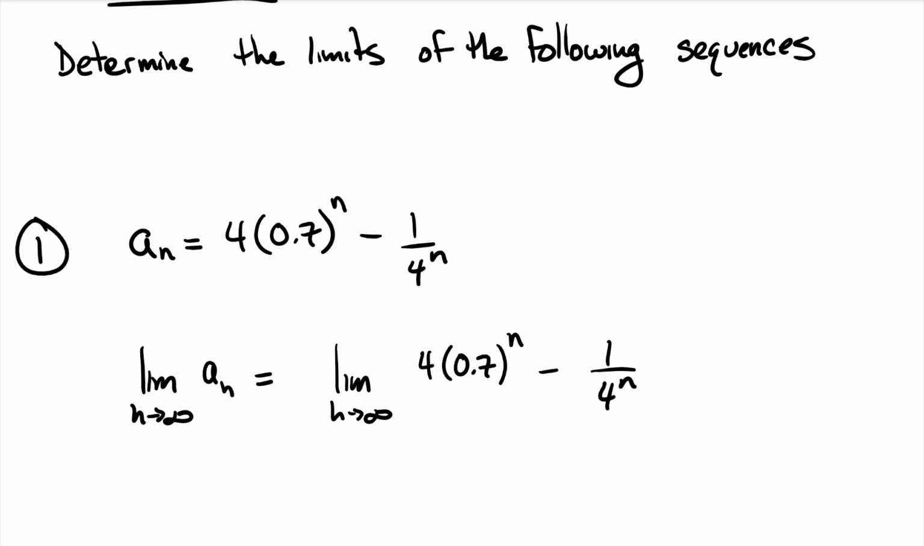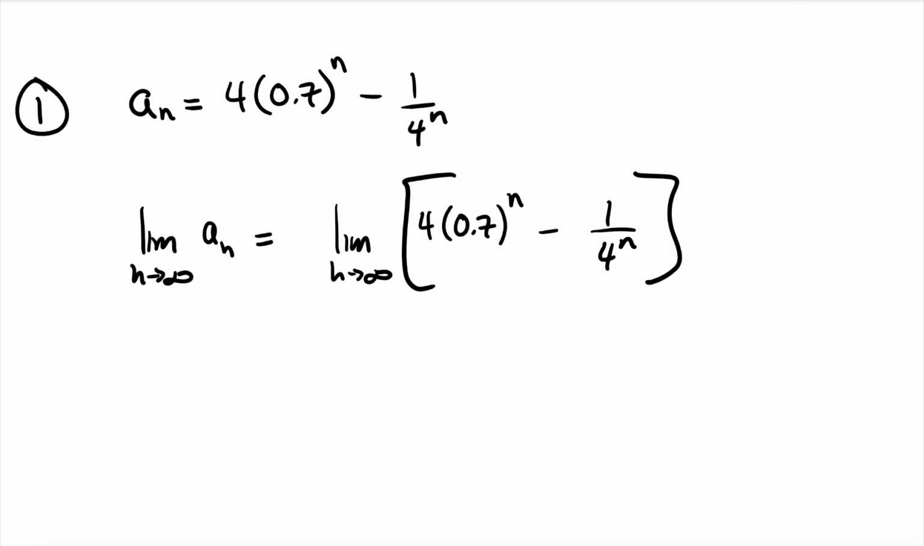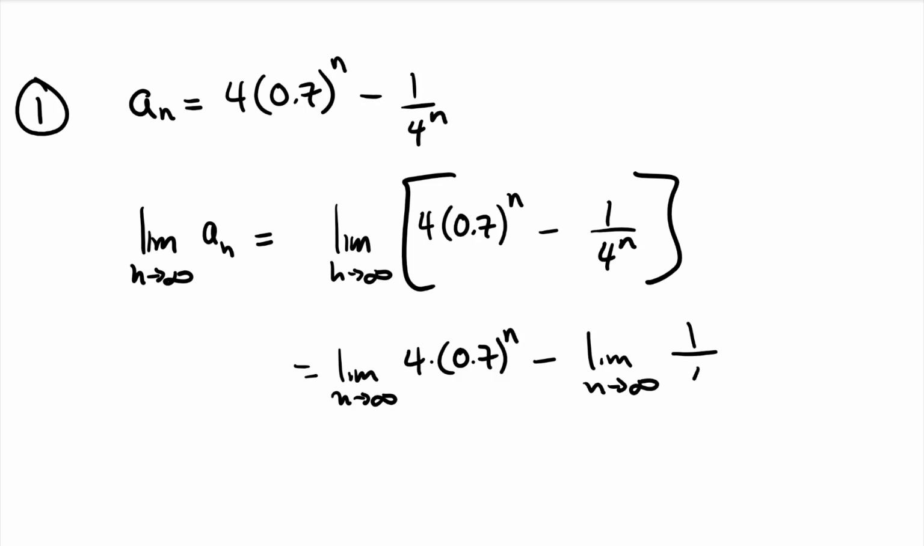How do we do this? Well, we're trying to find the limit of this whole thing. Anything separated out by a plus or a minus, we already know that we can just bring our limits in. So this is the limit as n tends towards infinity of 4 times 0.7 to the n, minus the limit as n tends towards infinity of 1 over 4 to the n. Just using limit laws, we're just practicing doing that stuff we did in Calc 1 that you've already passed.